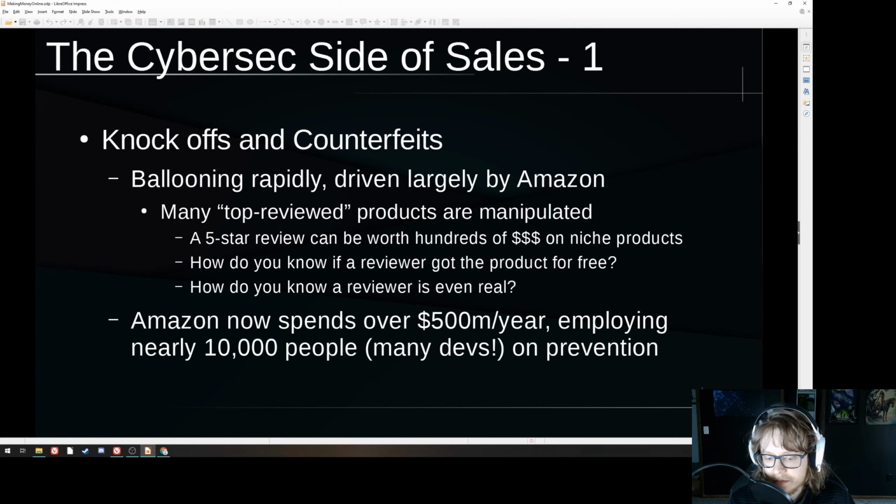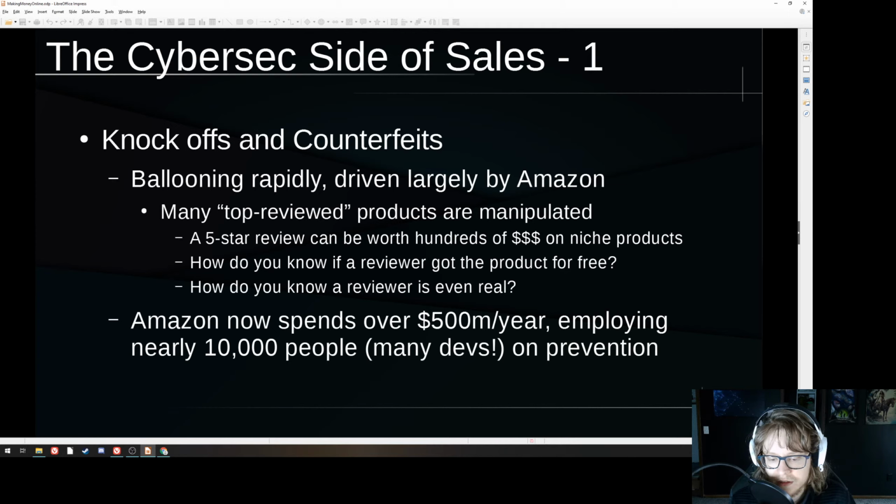and not because they were paid to do so? This has become a huge problem for Amazon, and they actually now spend over $500 million every year employing about 10,000 people, many of whom are developers, just trying to counter their ballooning knockoff, counterfeit, etc. industry. So it has become very difficult to buy things on Amazon. There are certain categories of products I would recommend you never buy. Things like memory cards and hard drives very often arrive counterfeit. But I've gotten knockoffs of other things as well.